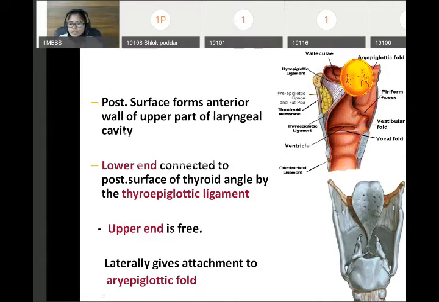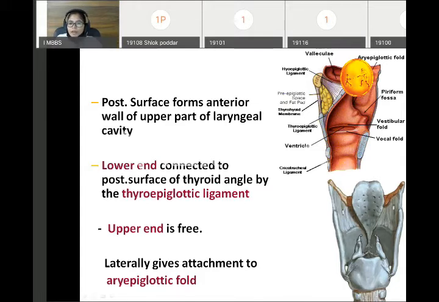Now the posterior surface. This is the posterior surface of the epiglottis. This posterior surface forms the anterior wall of the upper part of the laryngeal cavity. And in the lower part, this posterior surface shows one tubercle. It has a lower end and an upper end.